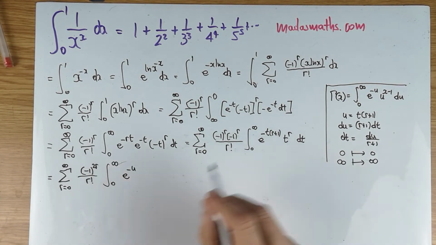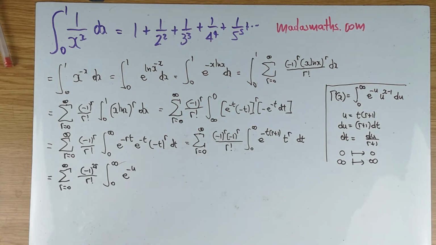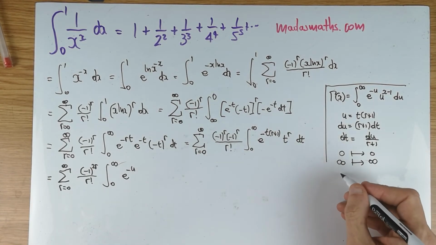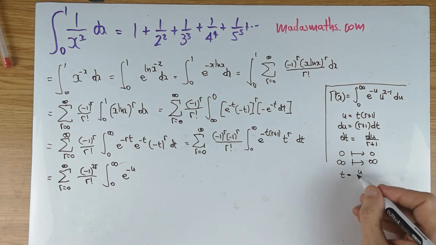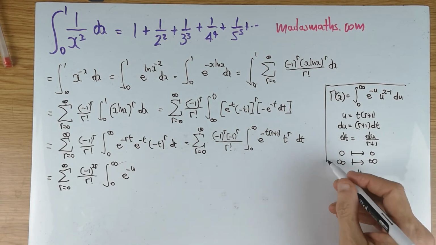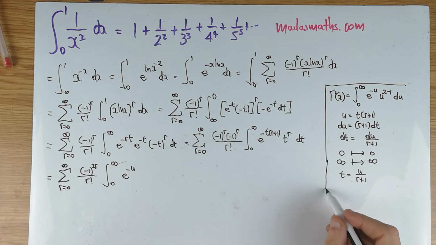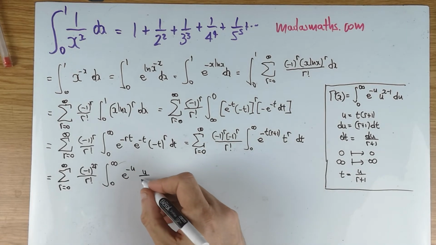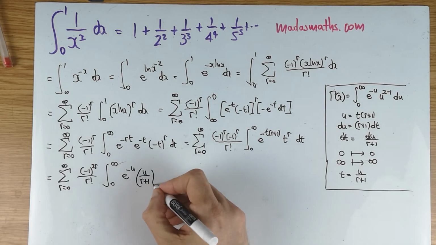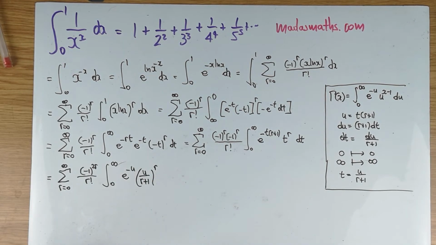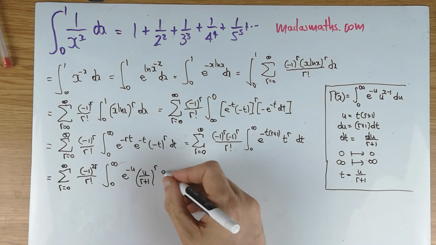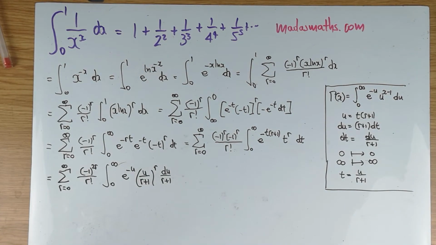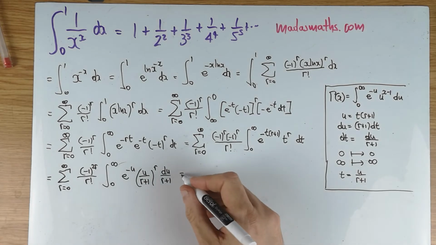e to the minus u, all of this is u. And the t now needs to be changed as well. I haven't done it up there. So t is u over r plus 1. So that is that bit in there. So all of this now will be u over r plus 1, all to the power of r, and the dt is du over r plus 1.